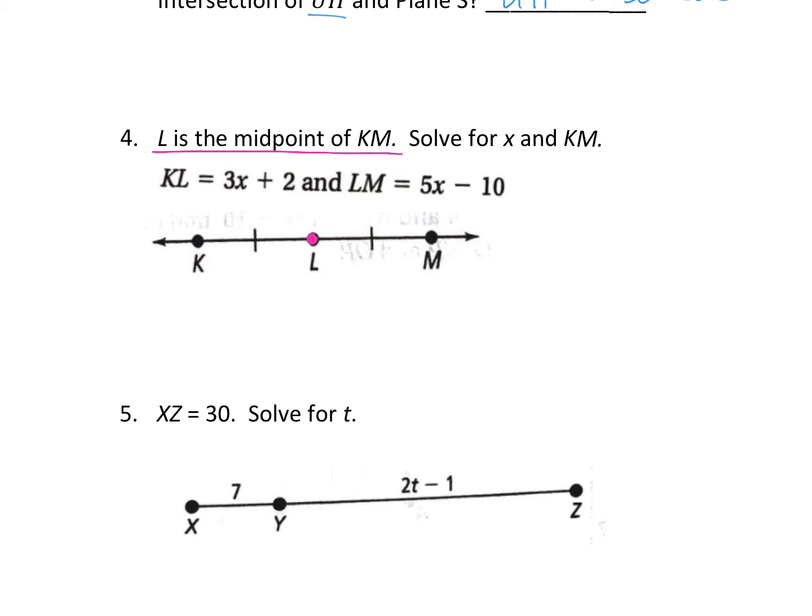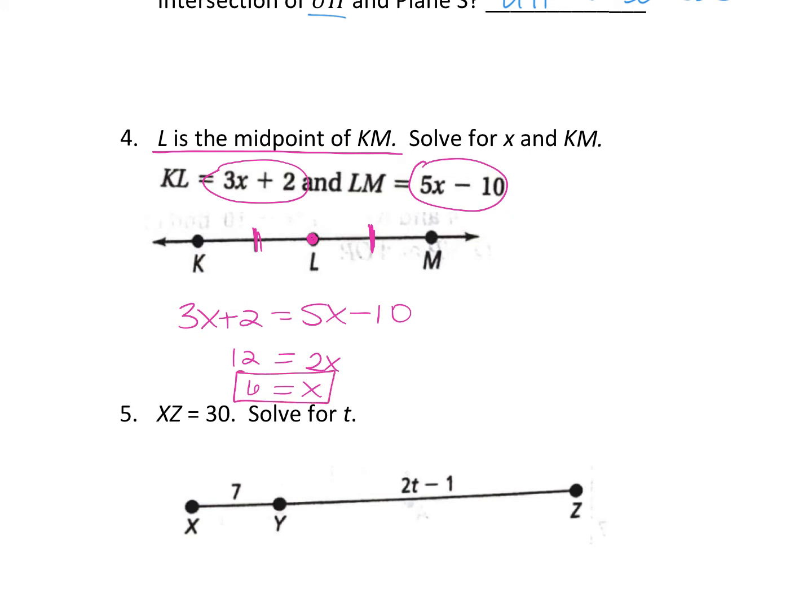What does that mean? They're congruent, right? If L is a midpoint, you have equal parts. So that means this and this have to be equal, congruent to each other, right? So we say 3x plus 2 equals 5x minus 10, and we solve for x. So take away the 3x, you get 2x, add the 10, you get 12, divide by 2, you get 6. Okay, so if x is 6, that's great, solve for x. But now find KM. What is KM?